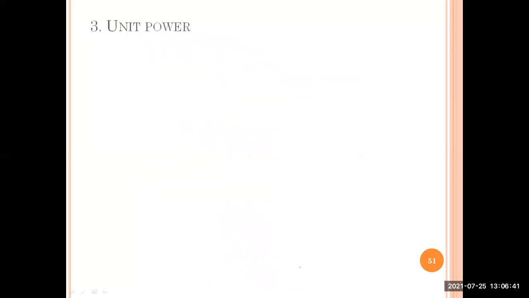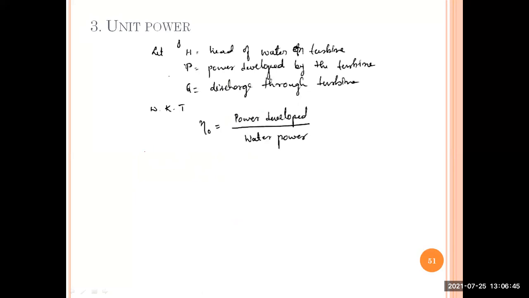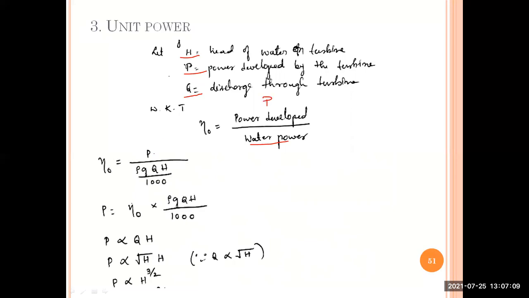And similarly, the last quantity is unit power. For that, let us consider the same parameters: H is the head of water on the turbine, P is the power developed by the turbine, Q is the discharge through the turbine, and let us consider the efficiency, that is the overall efficiency, which is shaft power to water power. So shaft power is denoted by P. Okay, so eta naught is equal to P by rho g Q H divided by 1000. So this is the water power.